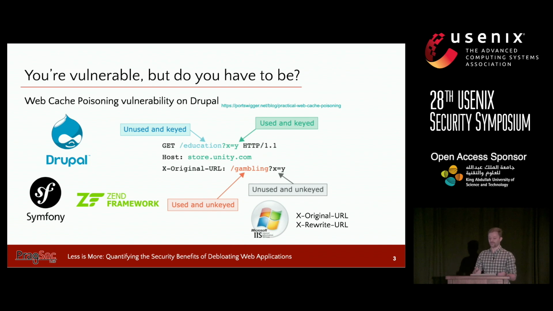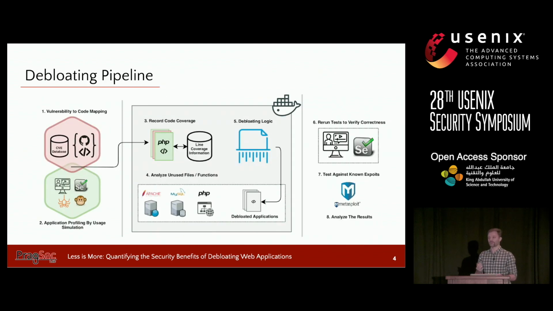We have a feature that is very rarely used, and this is coming down the chain of external dependencies, making your application vulnerable. So we're hoping that debloating can target such vulnerabilities. To understand that and to quantify that, we came up with this pipeline, which I'm going to describe.